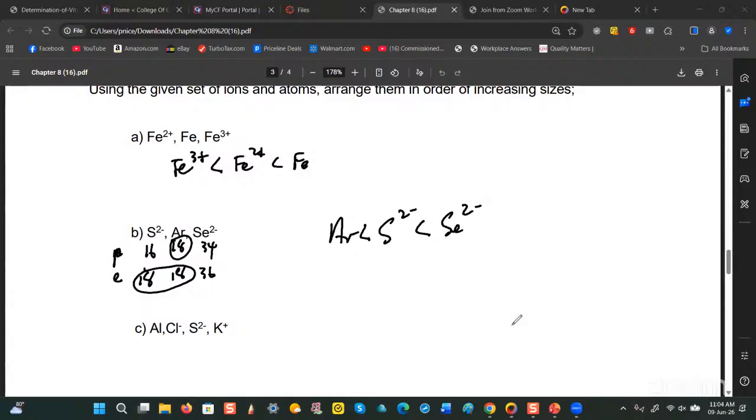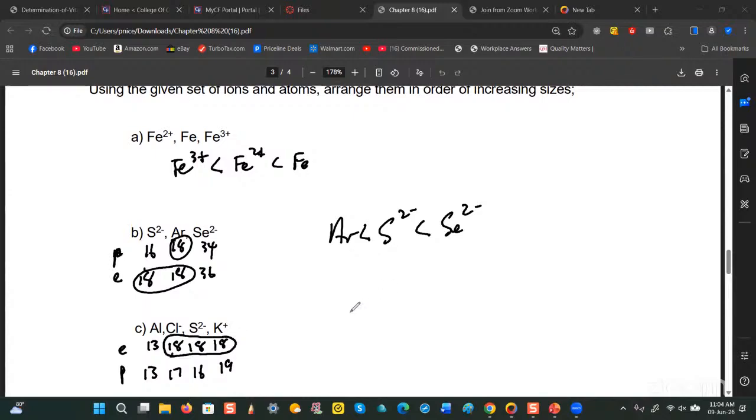What about C? In the case of C, they gave you aluminum, chloride, sulfide, and potassium. So let's deal with the electrons first. Aluminum has 13 electrons. The chloride has 17 plus 1, 18 electrons. Sulfide has 18 electrons. And potassium has 18 electrons, 19 minus 1. In the case of the protons, aluminum would be 13, chloride would be 17, sulfide would be 16, potassium would be 19. So these are isoelectronic. They have the same number of electrons, right?